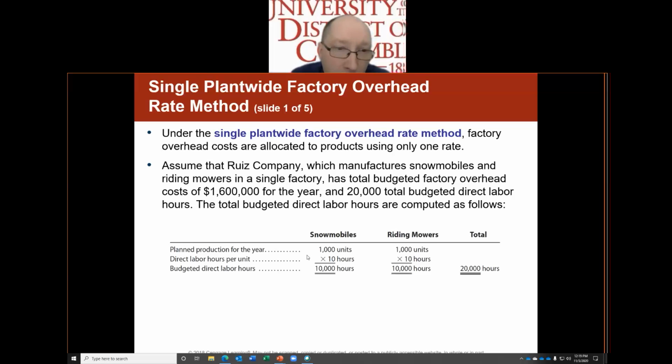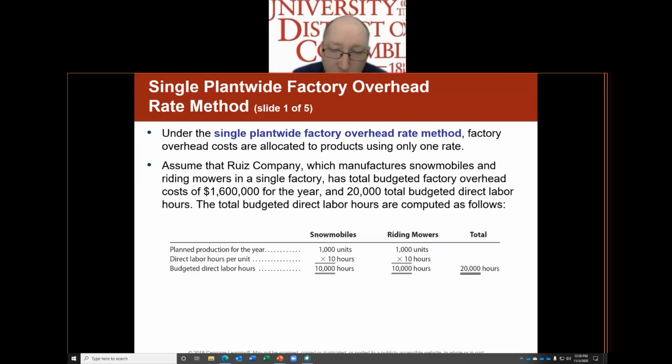Let's look at it from an example of this company, Ruiz Company. They manufacture snowmobiles and lawnmowers, riding lawnmowers. So let's assume this company produces snowmobiles and riding lawnmowers, and they do it in a single factory. Okay. We have a total budgeted factory overhead of $1.6 million for 1 year. And 20,000 hours is budgeted for direct labor.